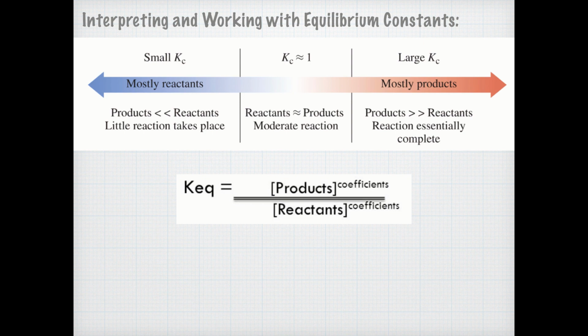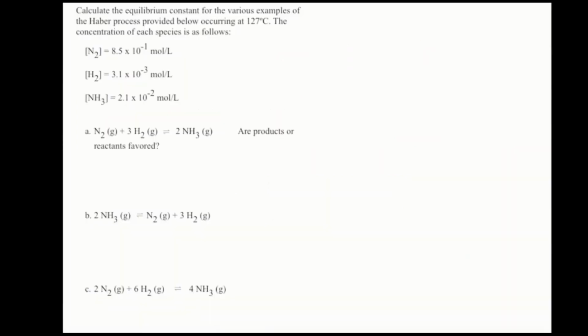So just to reiterate, a large Kc, or a Kc larger than 1, tells you that the reaction is going to proceed and form more products than reactants. Or if you have a small Kc, that means that the reaction really doesn't proceed and you're going to mostly have reactants. Now that we've talked about the quantitative value of your equilibrium constant and what that tells you about whether your products or your reactants are favored, I'm now going to show you ways in which you can manipulate equations and therefore how to manipulate your equilibrium constant.